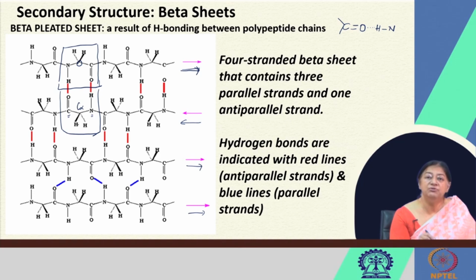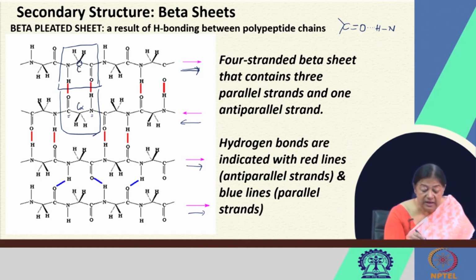Now, if we look at the hydrogen bonding pattern between these two specific strands, we will observe that this amino acid, the C double bond O, is connected through a hydrogen bond to the NH of this amino acid, and the C double bond O of the same amino acid is linked through hydrogen bonding to the NH of that same amino acid on the other strand.